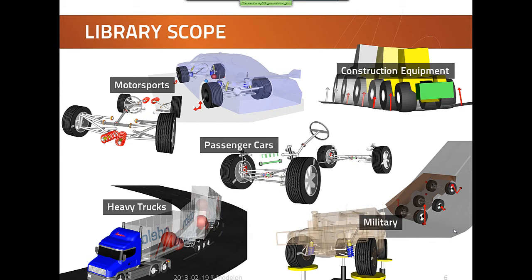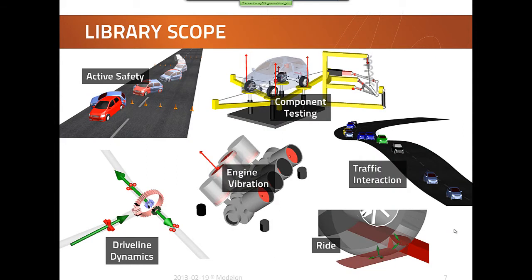So given all these components, the scope of the library is actually really broad. The library can be applied to standard passenger cars. It's applied in motorsports. There are components and applications for heavy trucks, military, and also construction equipment. Beyond the original scope of looking at vehicle dynamics, you also have the capability of looking at other things such as active safety, driveline dynamics, engine vibration, ride, traffic interaction, and components themselves through component testing.